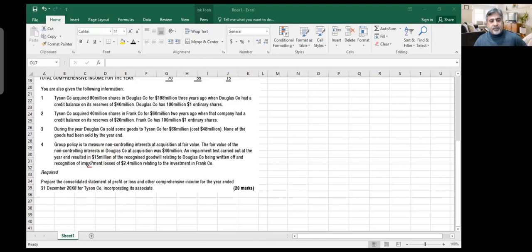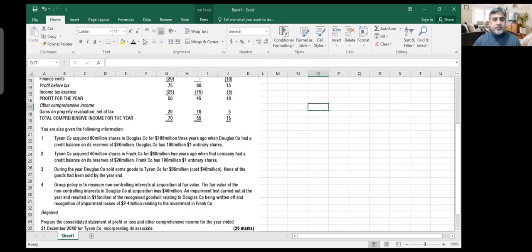And the recognition of impairment losses of 2.4 million relating to the investment in Frank. So now here, investment in Frank has been impaired by 2.4 million. So what does that mean? Am I going to decrease Frank's profit by 2.4 million? This is Frank, remember, and this is their profit, and this is their total comprehensive income. Am I going to decrease it from there?